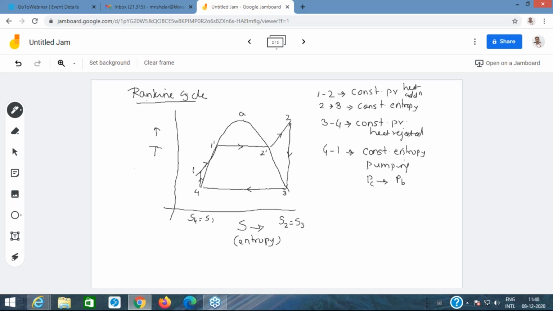So the 1 to 2 process is a constant pressure heat addition. The line which I have drawn from 1 to 2 first ascends from 1 to 1 dash, then it is at constant pressure, horizontal, from 1 dash to 2 dash, and again it is rising from 2 dash to 2. So this is a temperature entropy diagram.